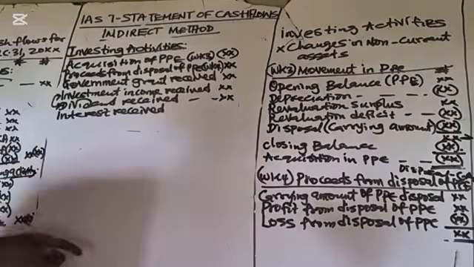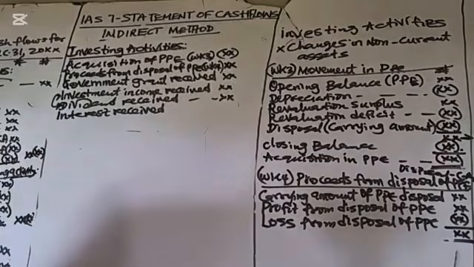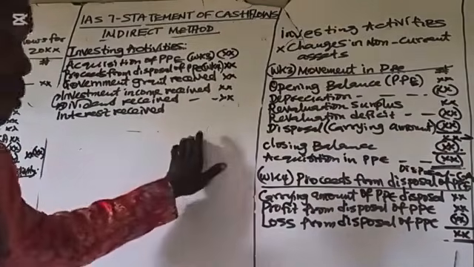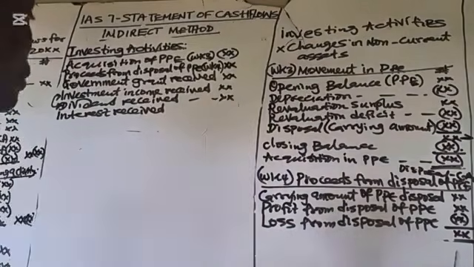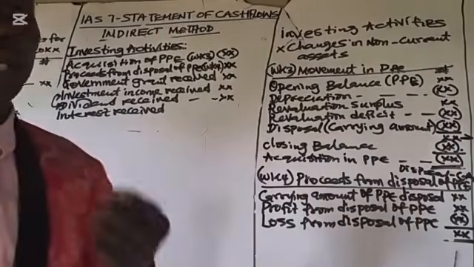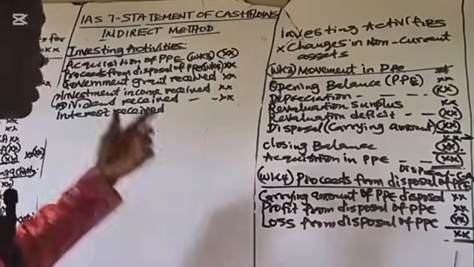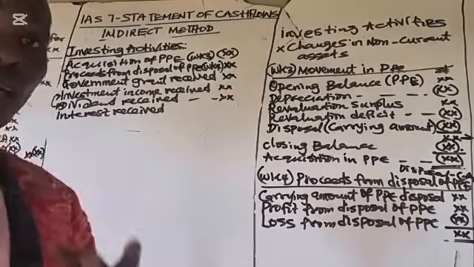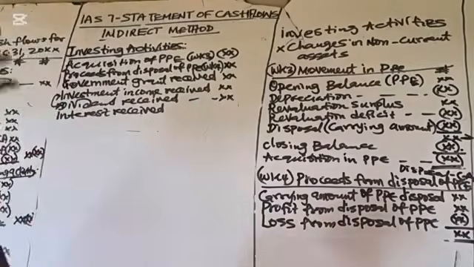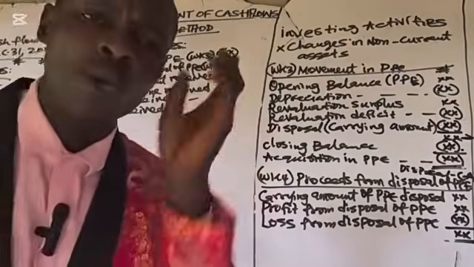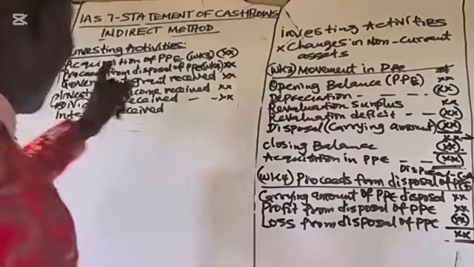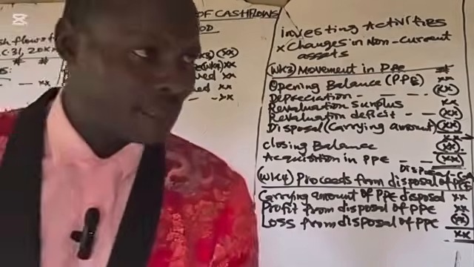This interest received may be given in the question, but in some cases you may be expected to calculate it because you may be given the interest income in the statement of profit or loss. Remember, your statement of profit or loss has been prepared in line with the accrual basis of accounting, but your statement of cash flows follows the cash basis.